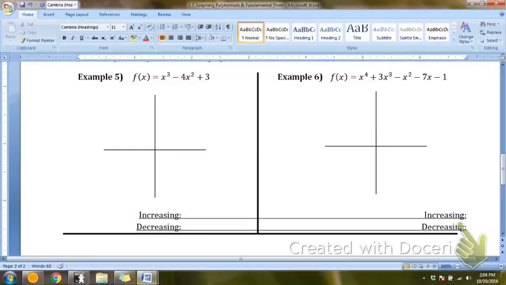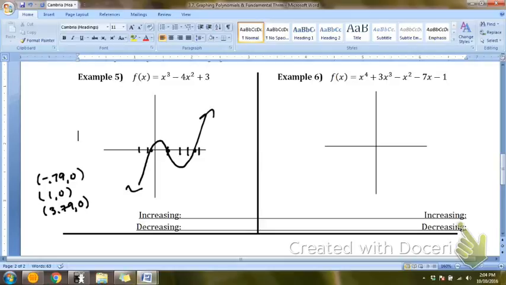Okay, so we found our zeros: 1, 0, 3.790, and negative 0.790. Let's try our best. So draw the line. Okay, now that we've done that, now we're going to draw increasing and decreasing, right?